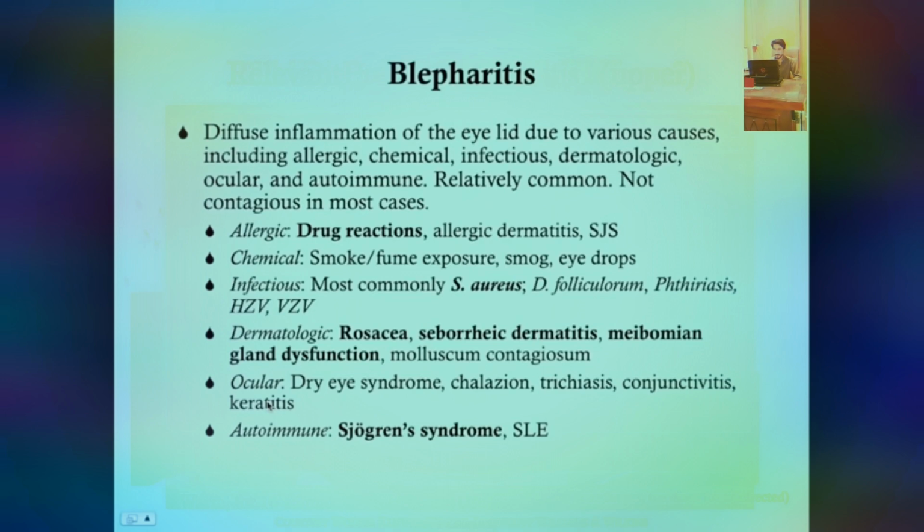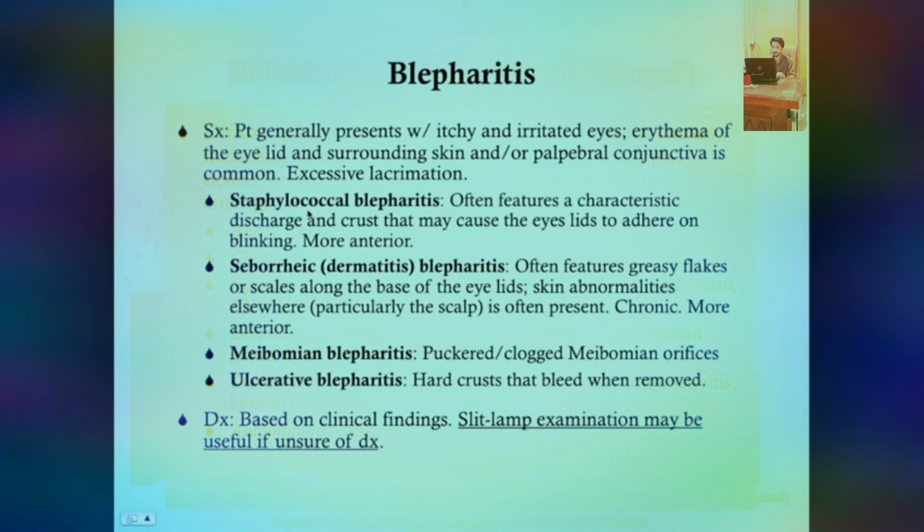Ocular causes include dry eye syndrome, chalazion, trichiasis, conjunctivitis, keratitis. Autoimmune causes are Sjogren's syndrome, and this can actually be a presenting symptom of Sjogren's syndrome, and SLE.